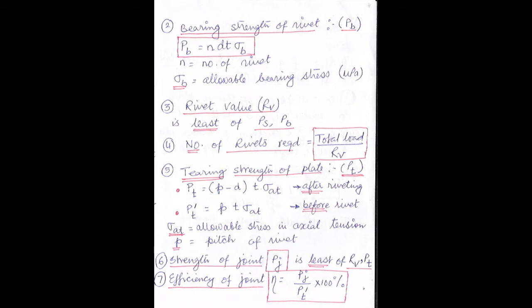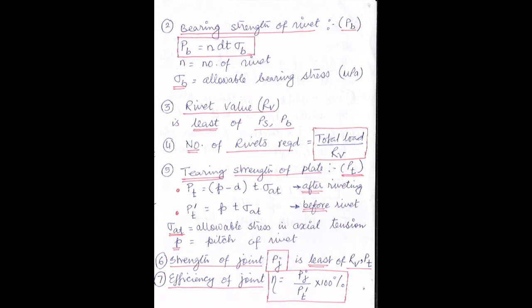T is the thickness of the thinner plate. So this is step number 5. You see over here how we will remember the formula, PT and PT dash. It is very simple. Before riveting the value is P into T into sigma AT. So after riveting, what will be done? From the pitch value, if you subtract the value of the gross diameter of one rivet, you will get the same thing, no?